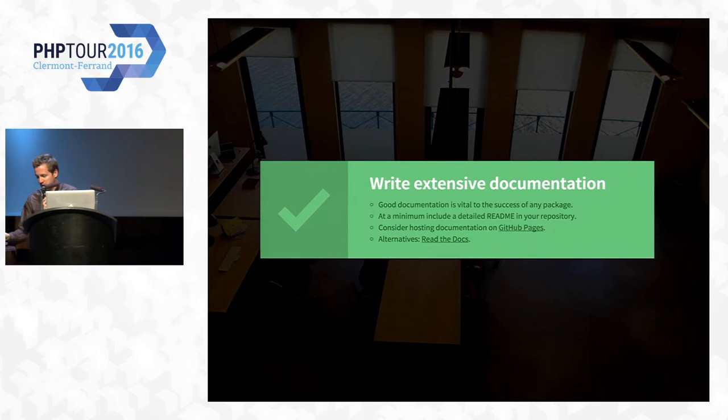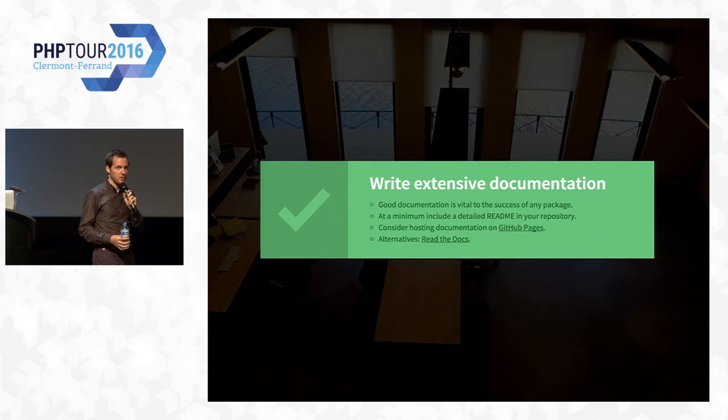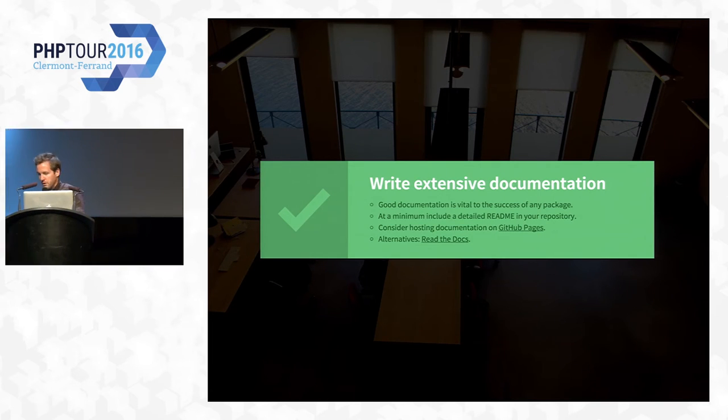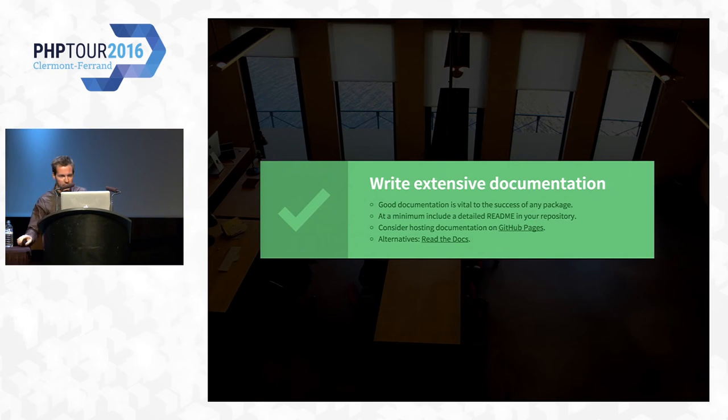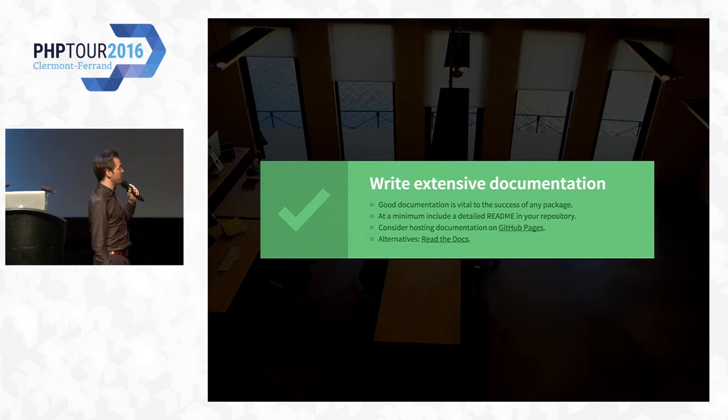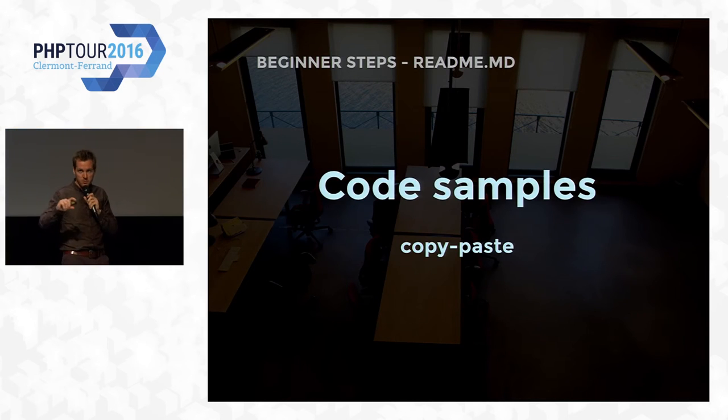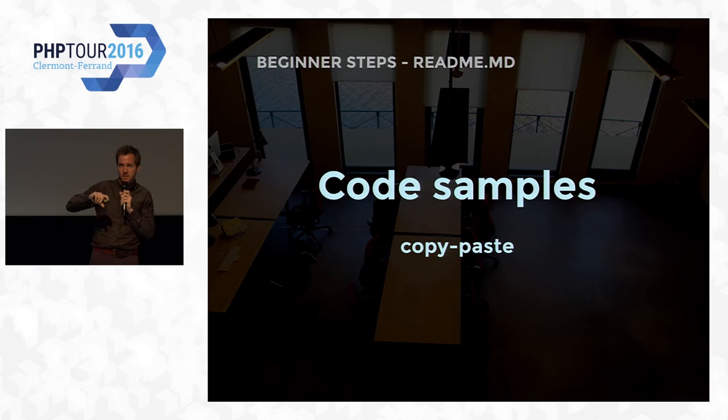Documentation. I already mentioned a readme.md file. I already mentioned a changelog.md file. I already mentioned an upgrade.md file. But what else should be in your readme.md file? What I like most is code samples. Something 3-4 lines. You can just copy and paste it, composer require the package, and then verify that the package actually does what it says it's supposed to do.